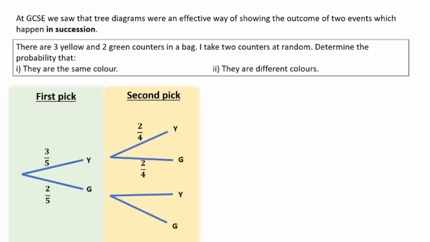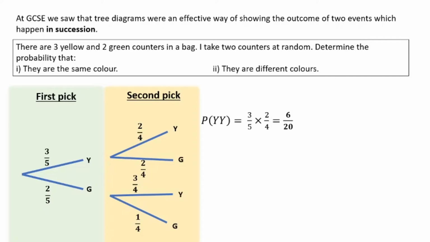If the first one that I picked is a green counter, yes, I have 4 counters left, but now the makeup of those 4 counters is different. I have 3 yellows left out of the 4, and I have only 1 green left out of the 4. So this would be the tree diagram complete. All the possible decisions that might be made, and the probabilities associated with each of those individual decisions.